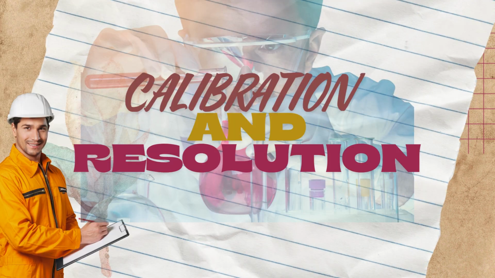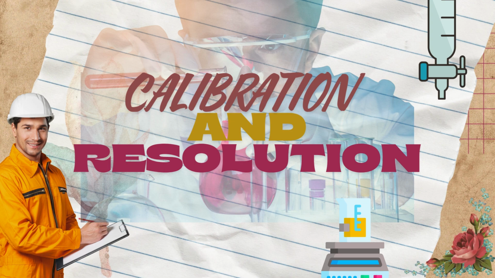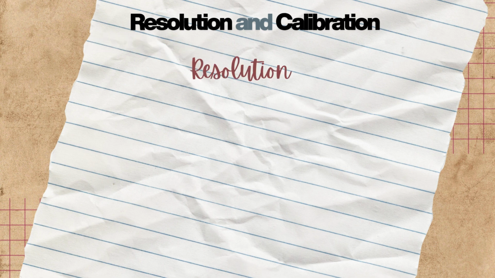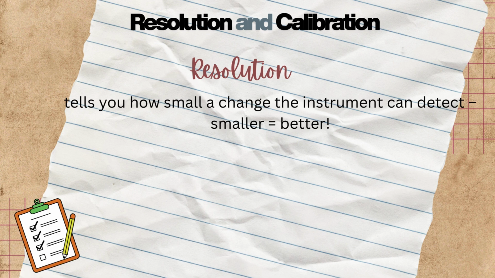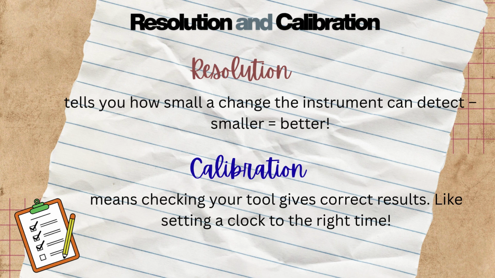Next in this video, we'll study calibration and resolution. What are calibration and resolution and why are they important? Resolution tells you how small a change the instrument can detect. The smaller the value, the better it is. So, how small a value can it measure? Calibration means checking that your tool gives correct results. If your apparatus is giving a correct result, that means it is good. That is called calibration, like setting a clock to the right time.